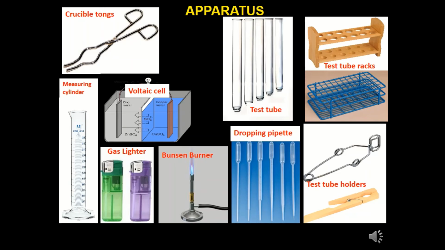We have a measuring cylinder. Usually when we take a larger volume like 100 ml or 50 ml, we use measuring cylinders. And then the top one is crucible tongs. If we want to heat something, or something is very hot and we cannot take it by our hand, we use crucible tongs. In this experiment we will burn magnesium, so we cannot hold it in our hands, so we need crucible tongs here.